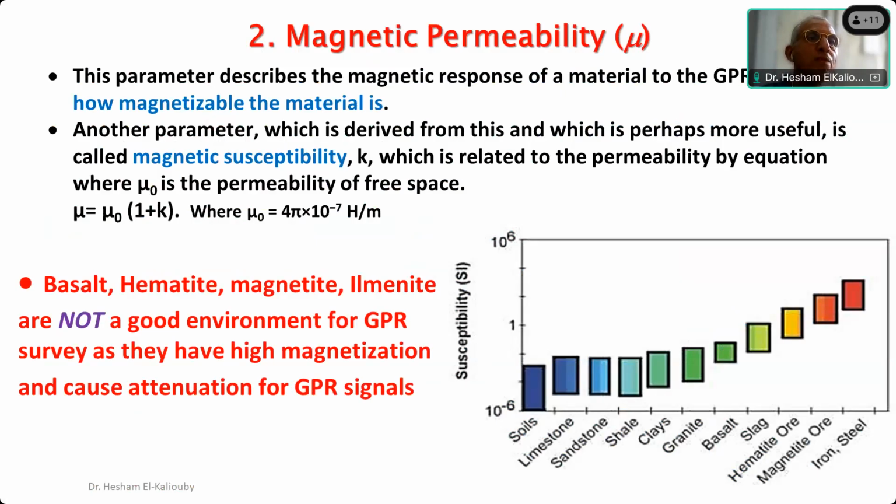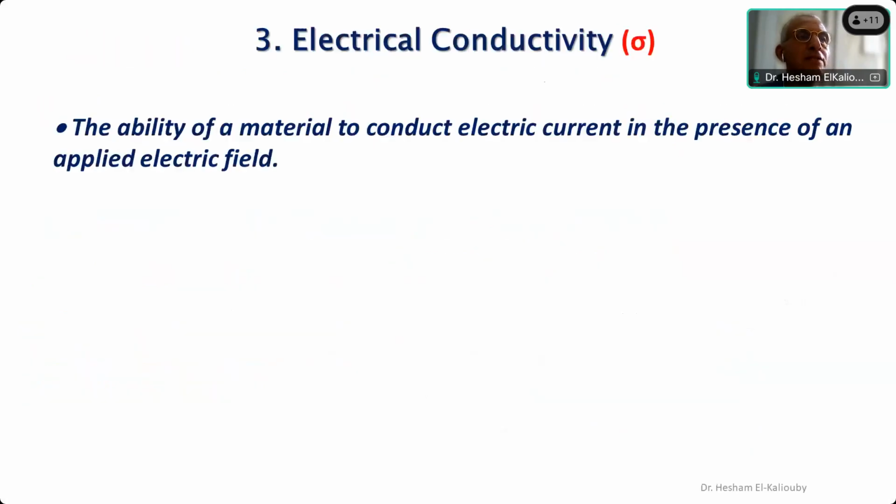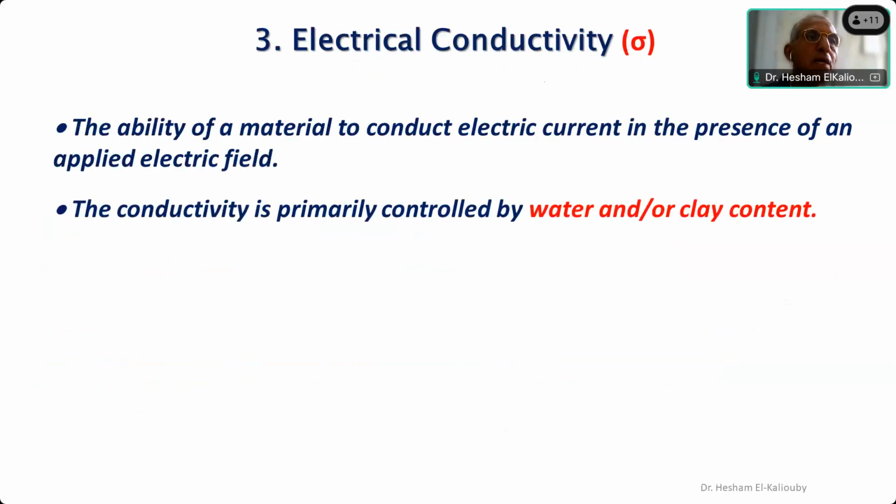For the third parameter, which is electrical conductivity, basically conductivity can be defined as the ability of a material to conduct electric current in the presence of an applied electric field. High conductivity is usually associated with saline water, with a lot of ions in the water, or the presence of clay content. This will increase the conductivity. Of course, if we have mineralization, it will also increase the conductivity.